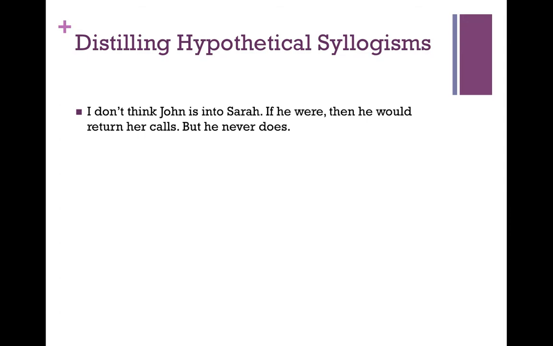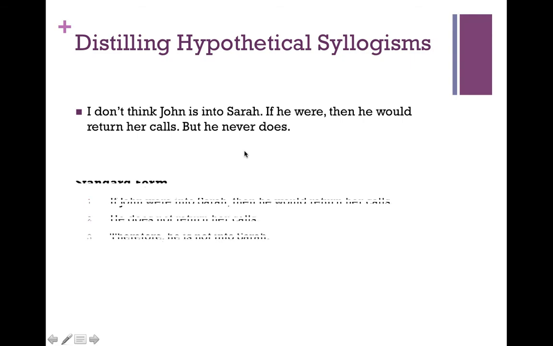So here's a simple one. If we were going to distill this argument: I don't think John is into Sarah. If he were, he would return her calls, but he never does. So what is the form of this? Well, first we've got to figure out the conclusion, and the conclusion is John is not into Sarah. Our hypothetical proposition is: if he were into Sarah, then he would return her calls. He doesn't return her calls, therefore he isn't into Sarah.